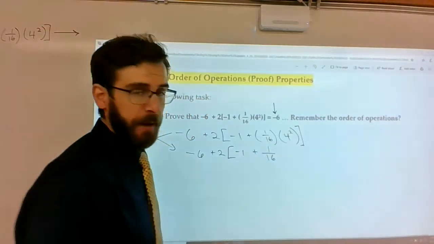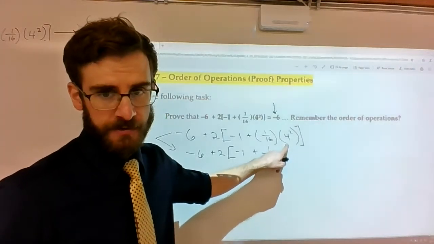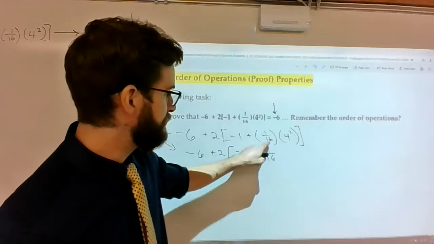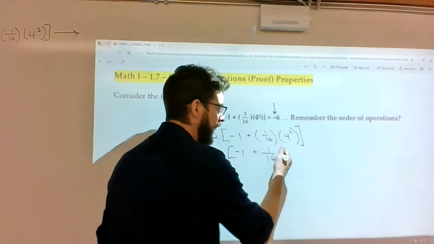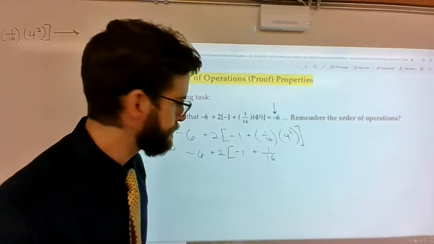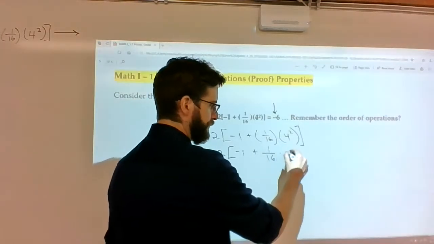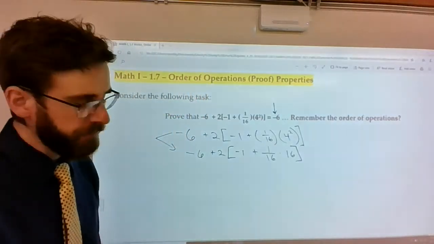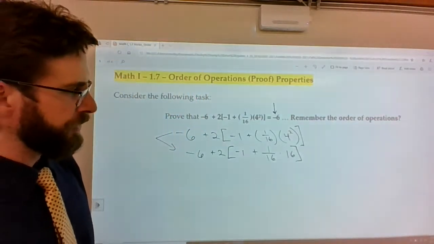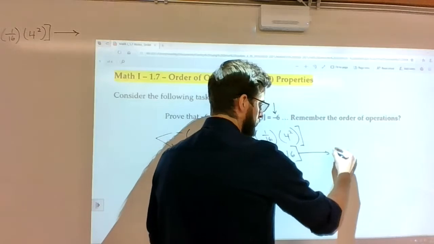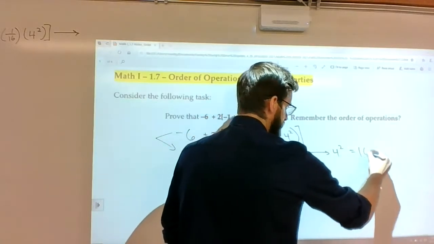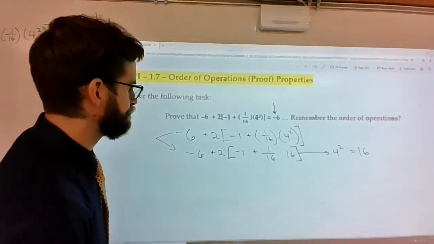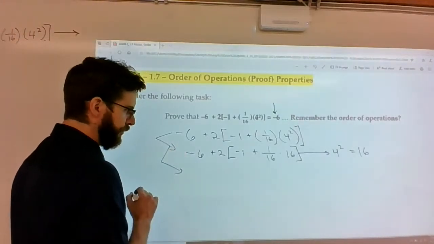It's put side by side with a second group of parentheses, which indicates multiplication of 1/16 times whatever 4 squared is. Well, this is 4 times 4, and it gives you 16. So there's our first move. The only thing that changed was that 4 squared is equal to 16.